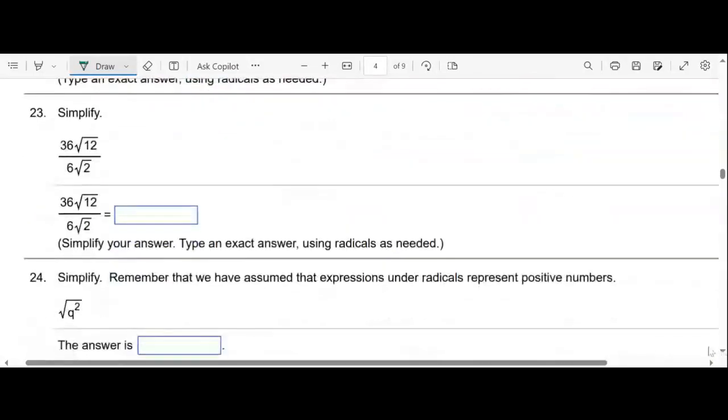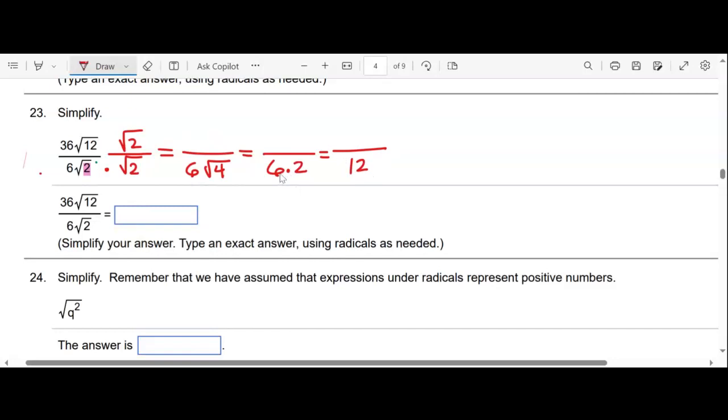Next question, number 23. 36 square root of 12 over 6 square root of 2. You are not allowed to keep square root of 2 down in the denominator. What should I do? Multiply times square root of 2. If you multiply in the bottom, multiply in the top, right? So in the bottom is going to be 6 square root of 4. What's square root of 4? 6 times 2. Very good.